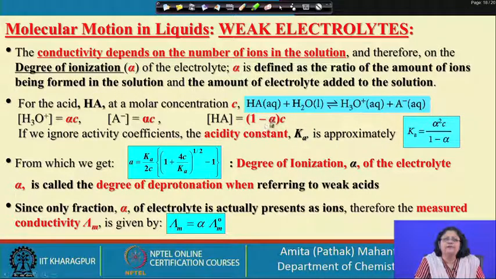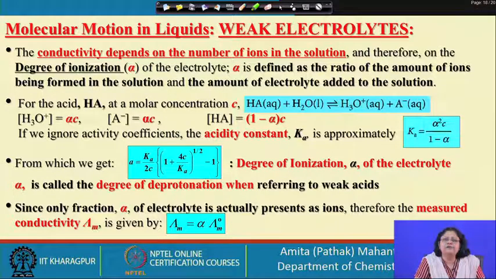What happens as the reaction proceeds? The amount which is dissociated is alpha, so this will be alpha C, and what is getting depleted is going to be 1 minus alpha into C. So, if you want to write down the equilibrium constant, what is it going to be? Concentration of this into concentration of this divided by the concentration of this, right. So, you are having alpha square into C square divided by 1 minus alpha into C.